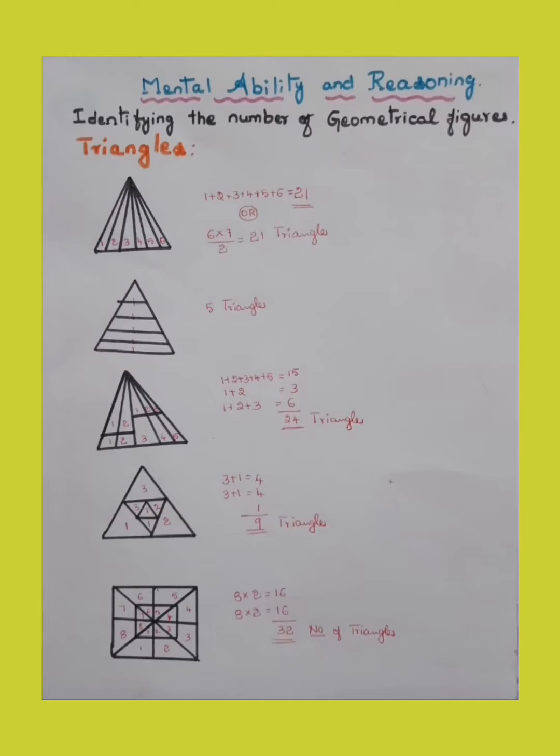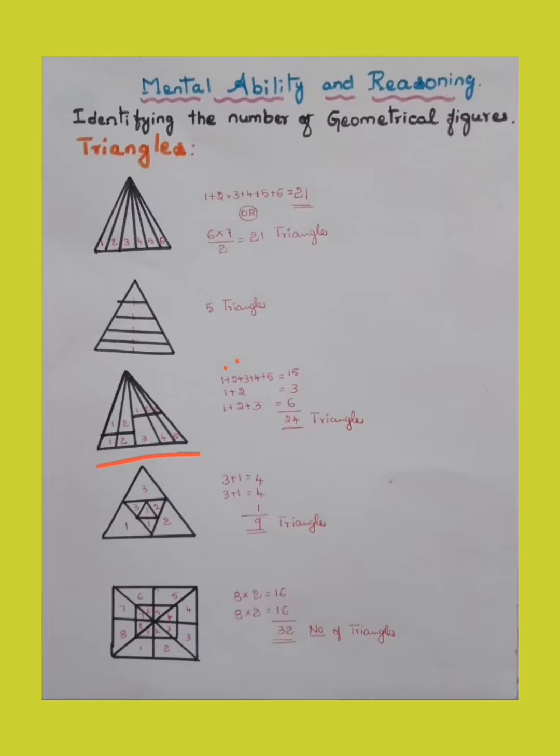If it is mixed, with vertical and horizontal lines, first we have to check with the base. In the base, how many triangles are there? 1, 2, 3, 4, 5. Second, go above. In the upper base, we have 1, 2. Moving further upward, we have 1, 2, 3. So we can calculate like this, from the base first.